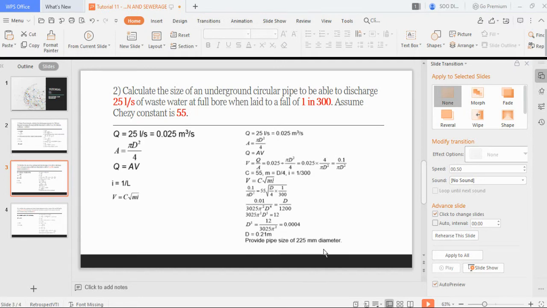But if the question were to ask you to provide a proper size or comment on the size, then you have to write this additional line, which is provide pipe size of 225 mm diameter. So this is how you solve question 2.